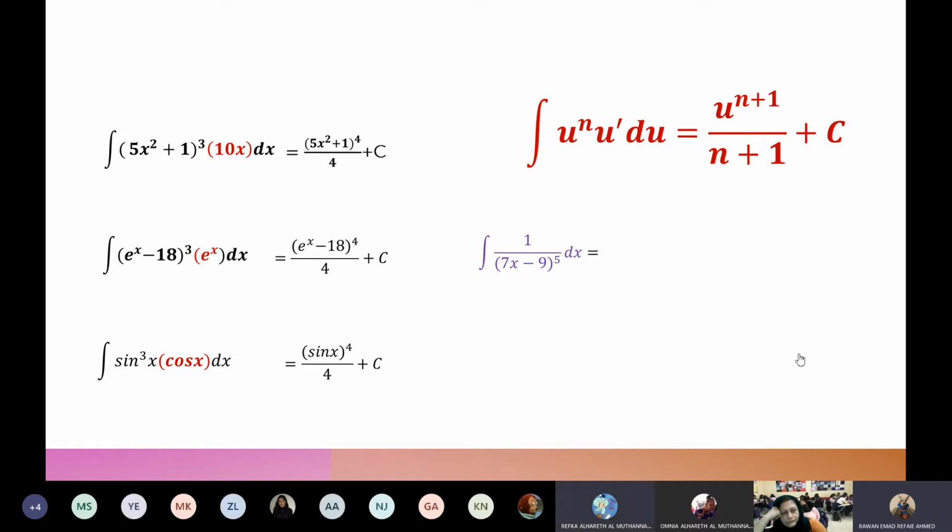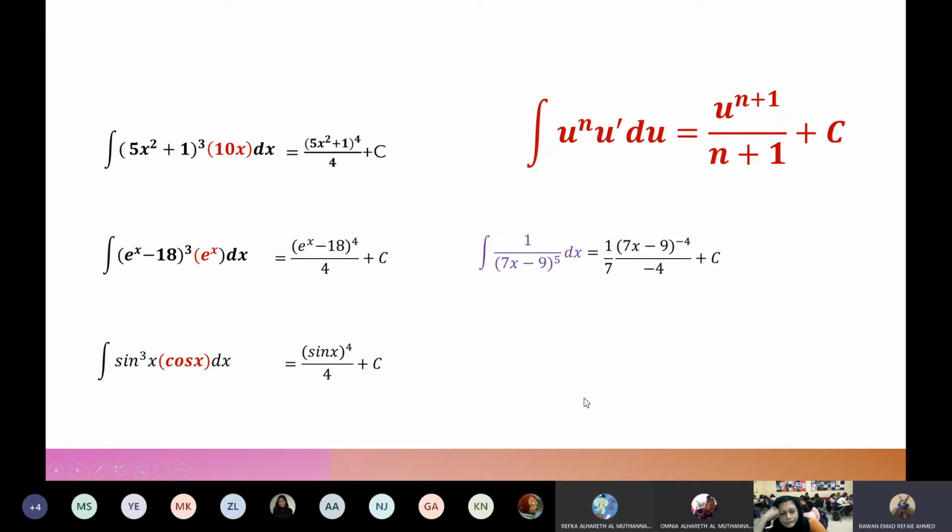Okay, so the last question is 1 over (7x − 9) to the power of 5. Whenever we see that there's a power in the denominator, we lift it up. So it's going to be (7x − 9) to the power of negative 5, sorry. So we check if the derivative is present, and it's not present, and the derivative is 7. So all we have to do is write on the outside 1 over 7. So the answer is going to be 1 over 7, (7x − 9) to the power of negative 4 over negative 4 plus c. Very nice.